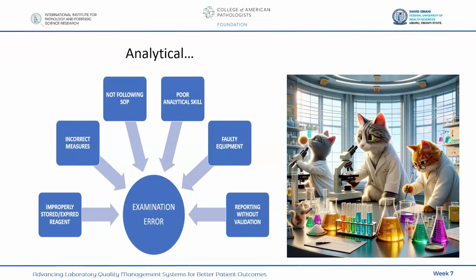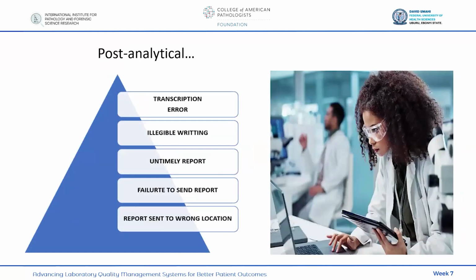Untimely reports. If a result is untimely, it cannot be a quality result, because you remember our definition of a quality result. It must be accurate, it must be timely. A report is useless for the management or for the purpose for which it was requested. So failure to send reports, sometimes the report may not even be sent at all. Sometimes it will be sent to a wrong location, and before you know it, it's already an untimely report, because by the time it gets to where it's desired, it may even be too late.